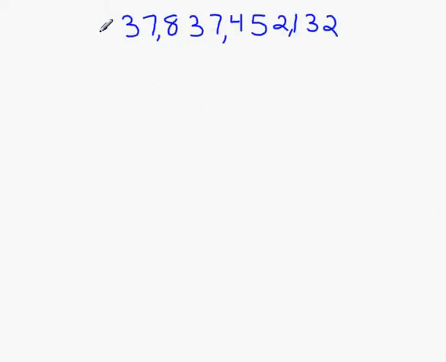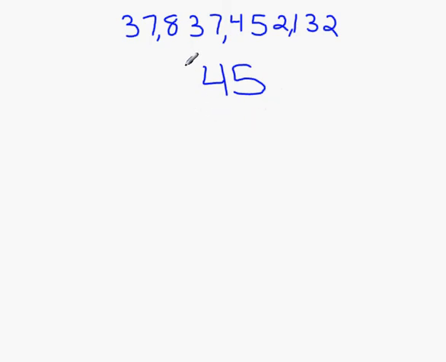And this is a crazy number, it's a big number, we're talking into the billions here, 37 billion. Is this number divisible by 3? A lot of people look here and say, no, it's not, because it ends in a 2. Well, watch. 3 plus 7 is 10, plus 8 is 18, plus 3 is 21, plus 7 is 28, plus 4 is 32, plus 5 is 37, plus 2 is 39, plus 1 is 40, plus 3 is 43, plus 2 is 45.